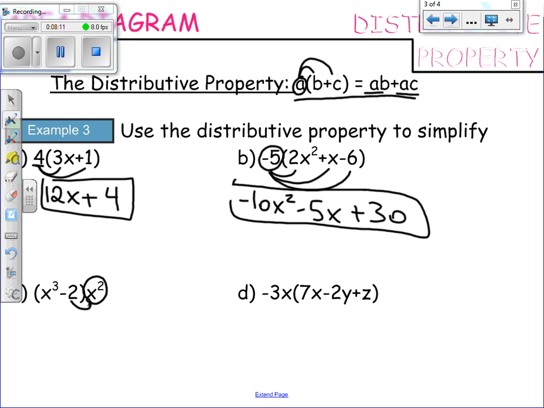So x squared times x cubed. You add the exponents because it's multiplication. That becomes x to the power of 5. And x squared times negative 2 becomes negative 2x squared.